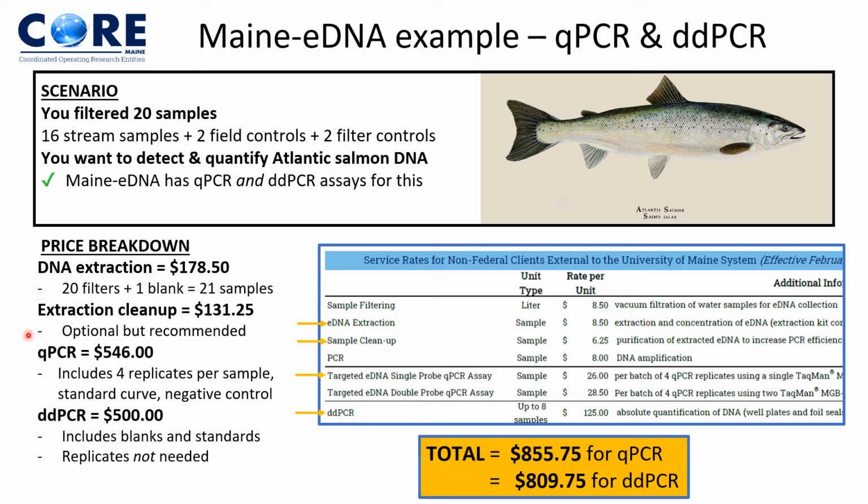Now, the core recommends that you do a cleanup of your extraction, and this will just remove inhibitors that might get in the way of the PCR reaction. This is an optional step, but it's recommended, especially for environmental samples where inhibitors are common. So this extraction cleanup step costs $6.25 per sample, so about $130.